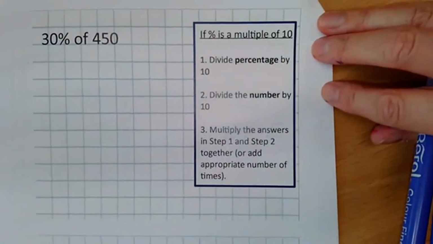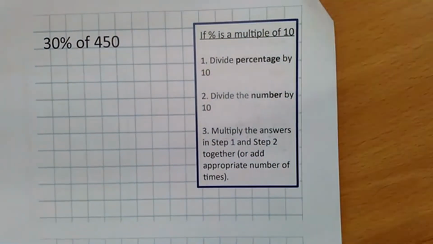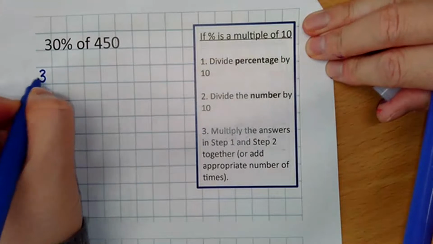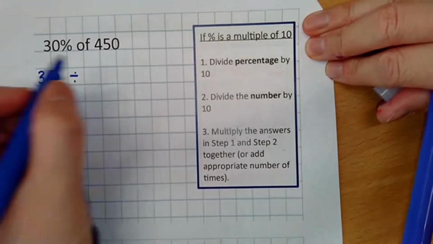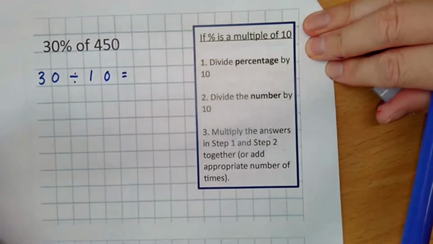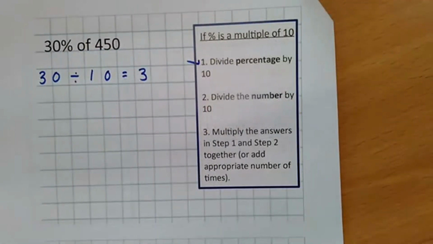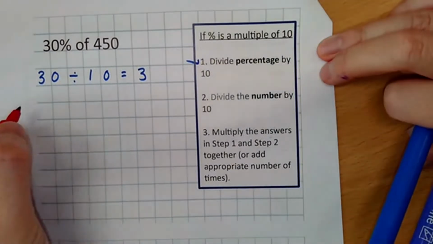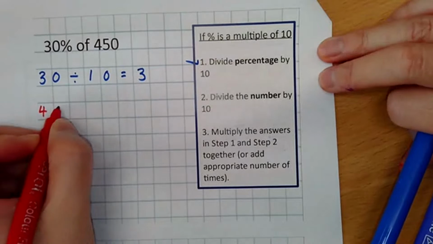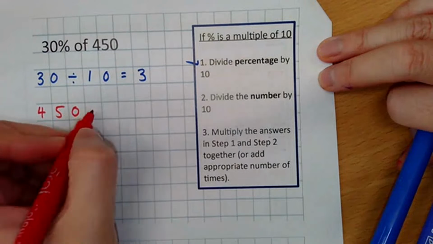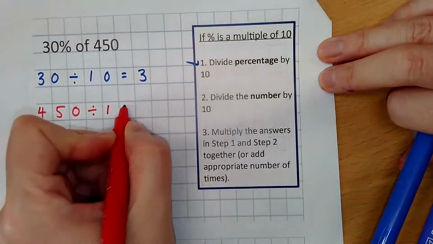Let's try this one. First of all, let's divide the percentage by 10. So what's my percentage? Good. And what am I going to divide it by? What's my answer? Good. Can you read the second step for me? Tell me, what is my number? Good, it's 450. And what am I going to do to 450? Good, I'm going to divide it by 10.